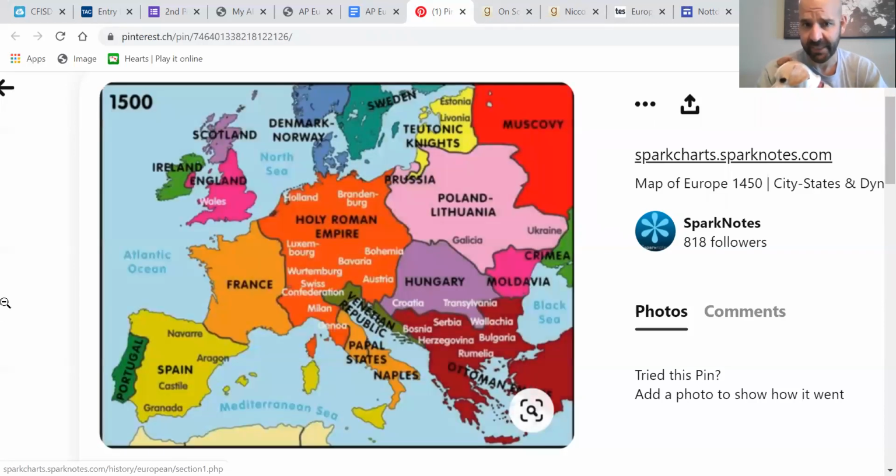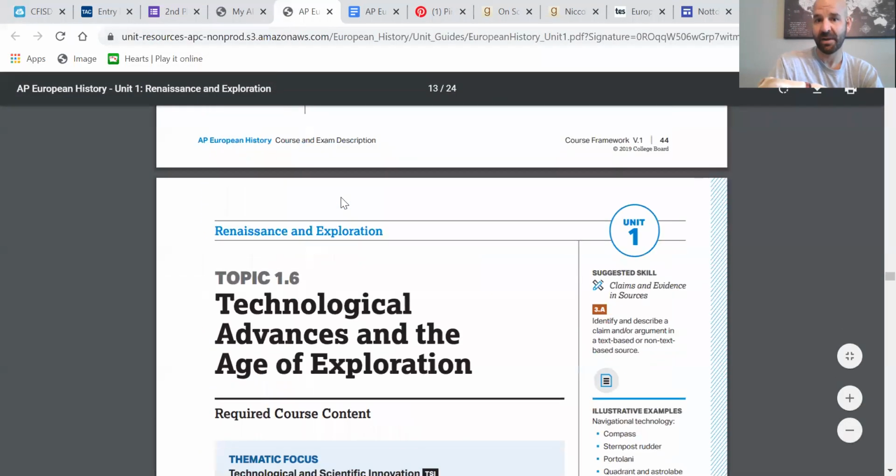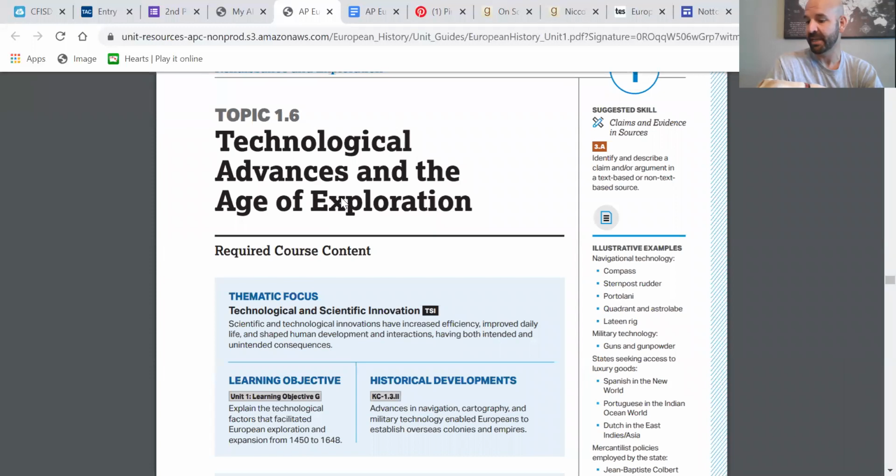On this map, you can see the Papal States, Naples, the Venetian Republic. There are 2 others, what is it? Milan and Sicily, maybe? Anyway, unimportant, decentralized political system there. Okay, so that's 1.5. Now we're going to move on to 1.6. 1.6 is about the age of exploration, right?